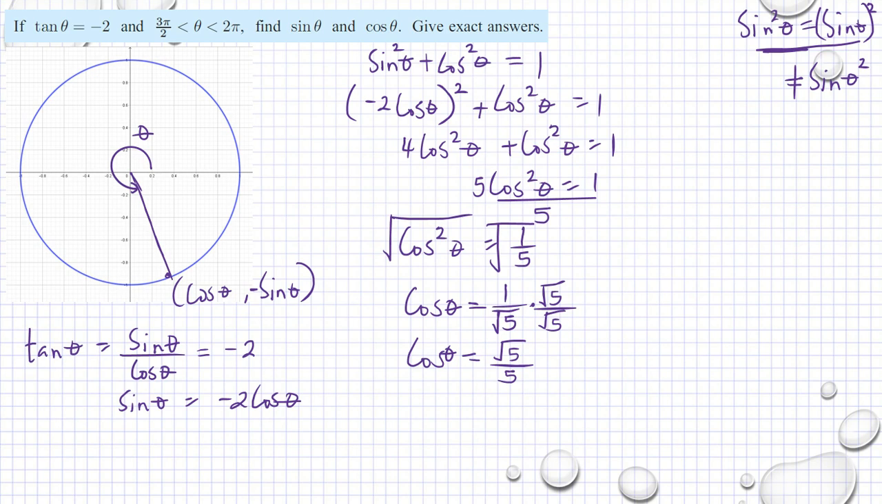How about the sine? Here we have sine theta is equal to negative 2 cosine theta. We substitute the value of cosine theta, which is square root of 5 divided by 5, multiplied by negative 2. Then we have negative 2 square root of 5 divided by 5. And that is the negative value. We already have negative. Okay, let's see if there are more.